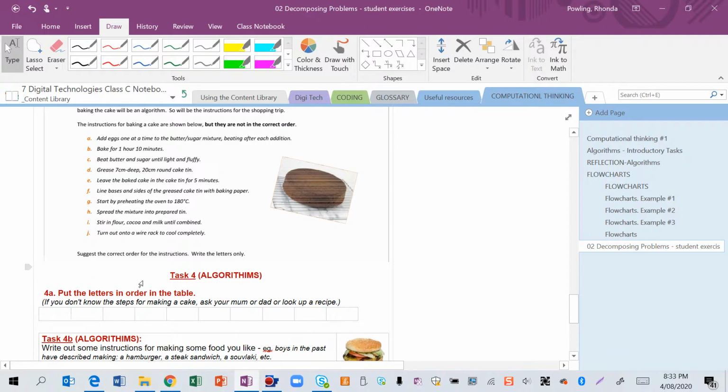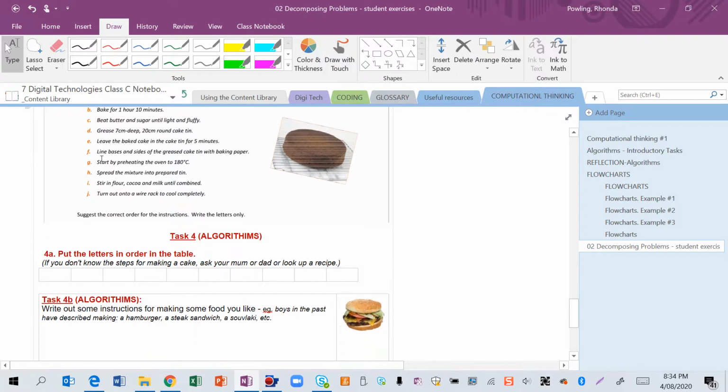Now, if you've never made a cake, you can go and look up a recipe and put them in the right order, or you can ask mum or dad to help you out. Would it be C that came first? Would it be D that came first? Well, it wouldn't be leaving the baked cake in the tin, but it might be preheating the oven, or it might be lining the tin with baking paper before you start making the cake. I don't know. See what you can come up with. So you don't have to write it all out, just put the letters in the right order.